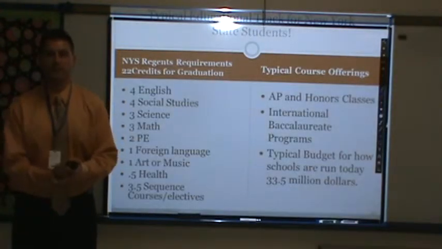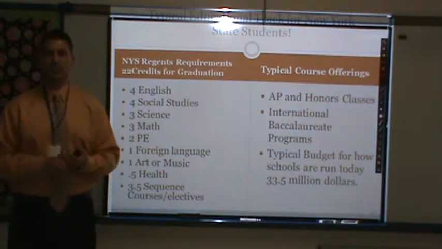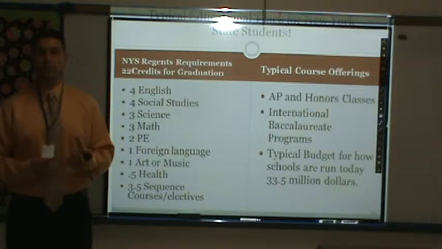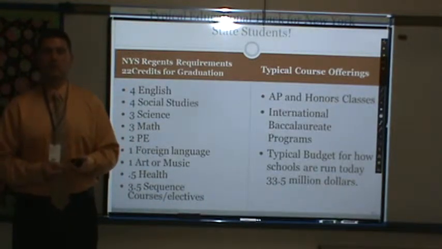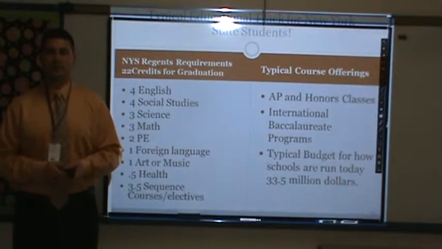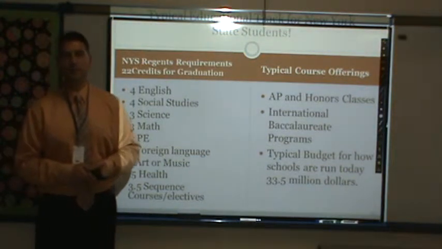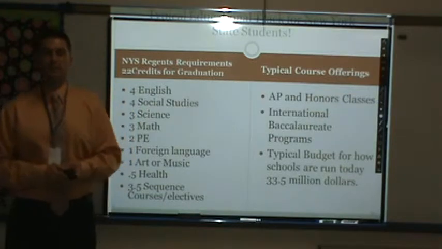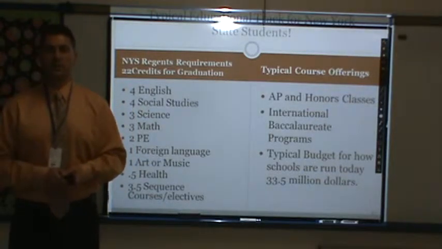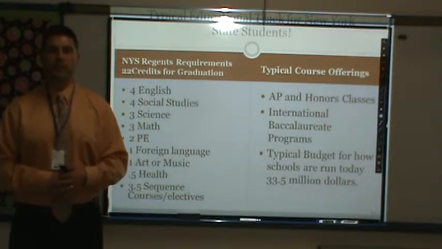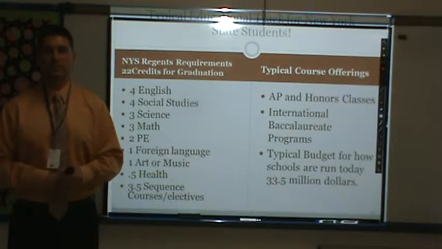Right now, I'm just going to take you through a typical educational track for the New York State student. New York State Regents requires 22 credit hours for graduation: 4 credits in English, 4 credits in social studies, 3 credits in science, 3 credits in math, 2 credits in physical education, 1 in a foreign language, 1 in art or music, a half credit in health, and then a 3.5 sequence in an elective course.